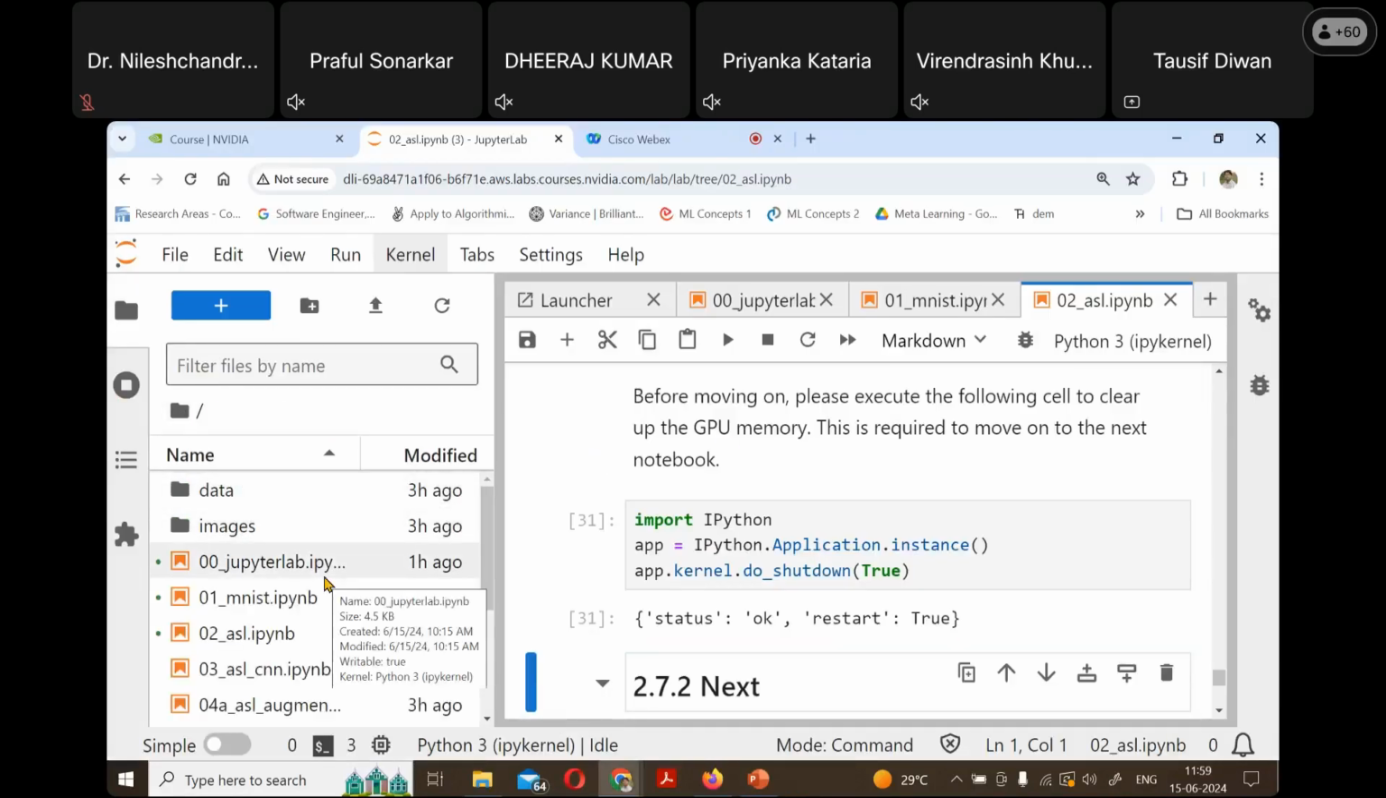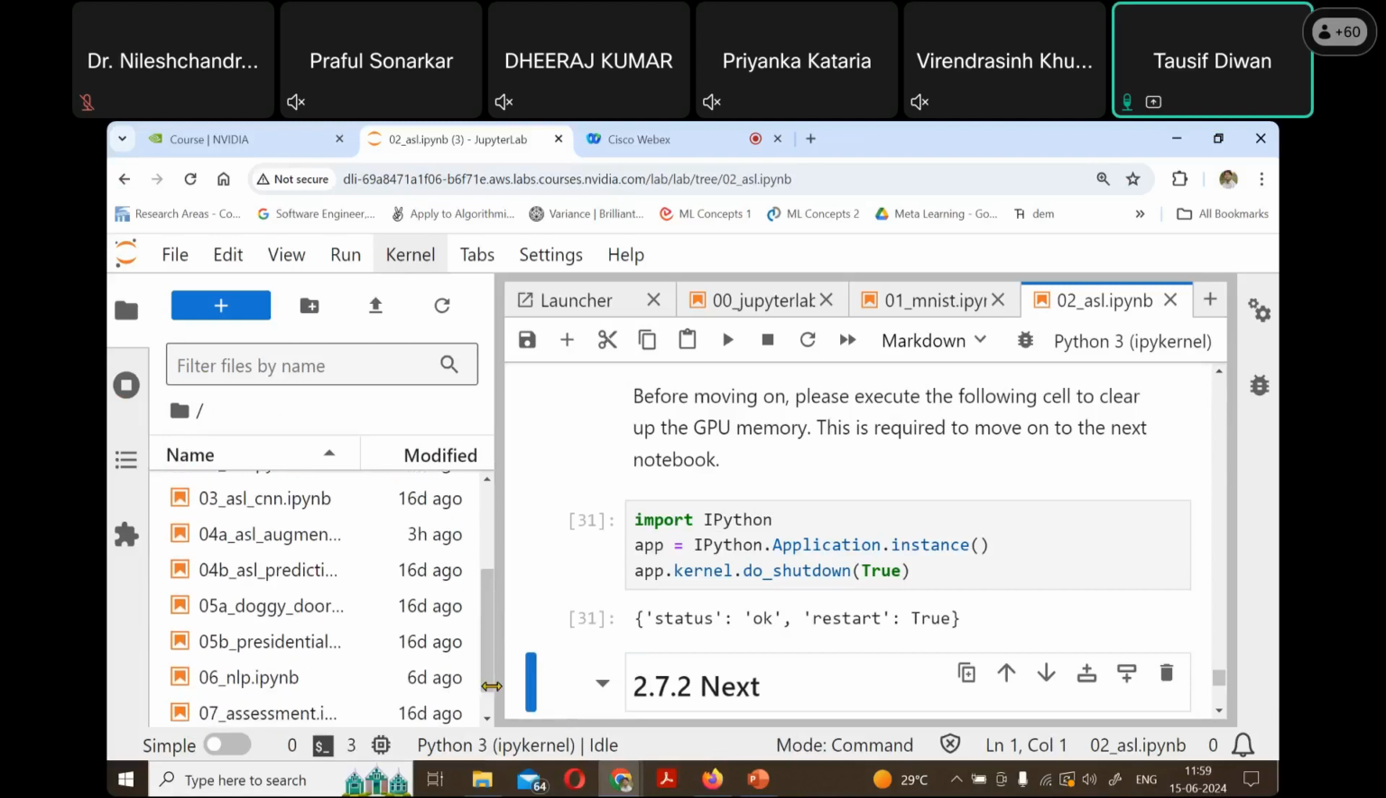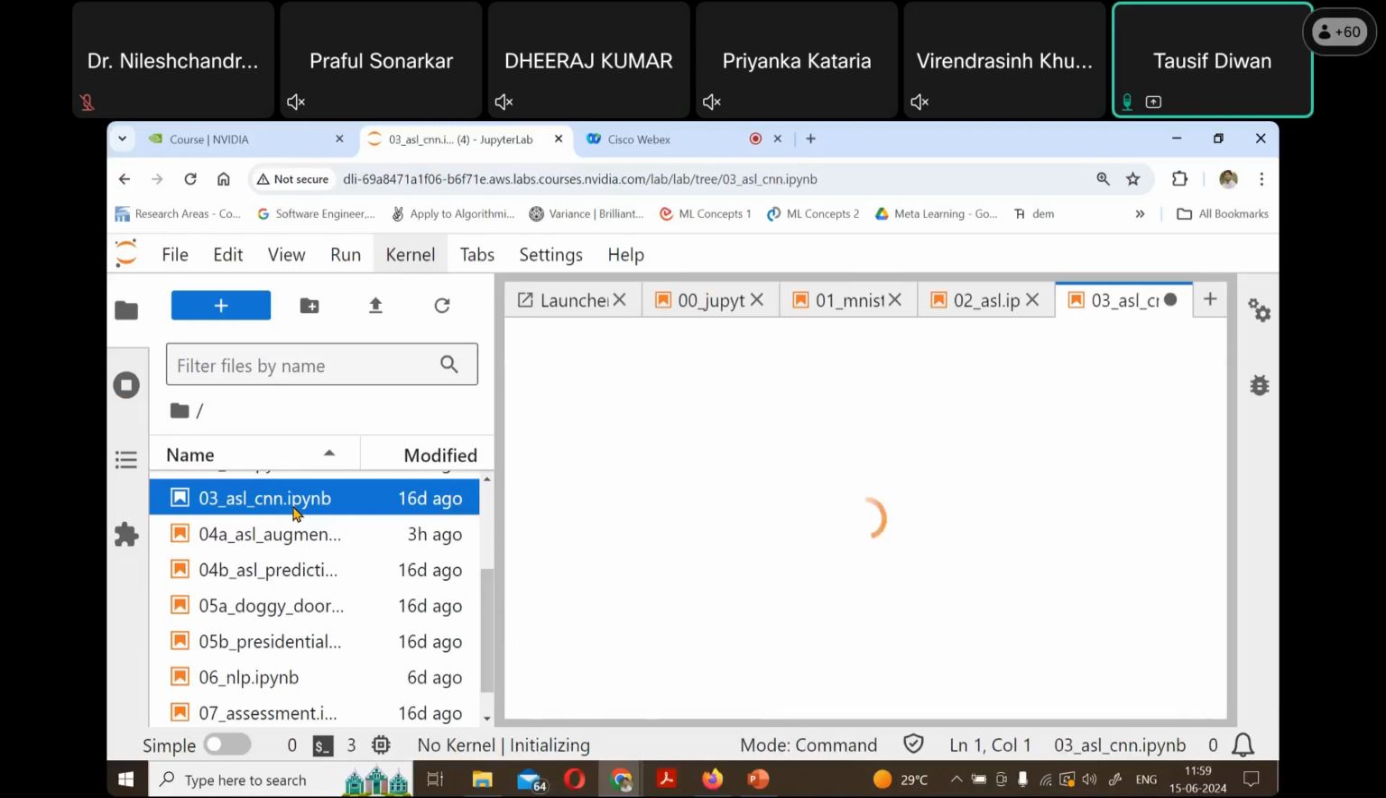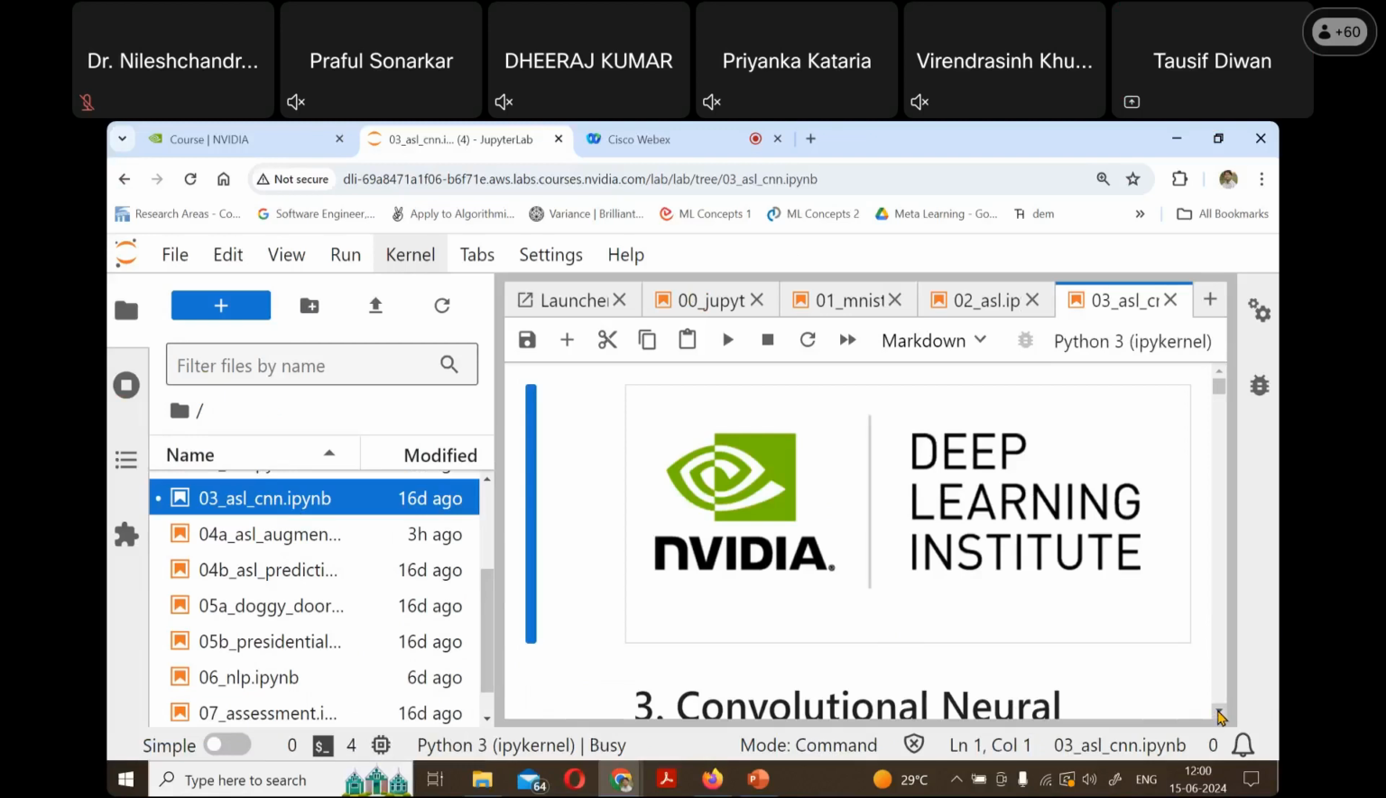So far we have studied the MNIST and ASL data. Now we will see the third notebook, that is ASL CNN. Just click on the third cell. See, what is the difference between the first, second and third notebook? In the first notebook, we created a model, a deep neural network or plain dense neural network, for the MNIST data set.